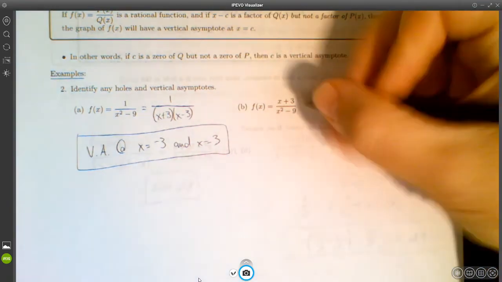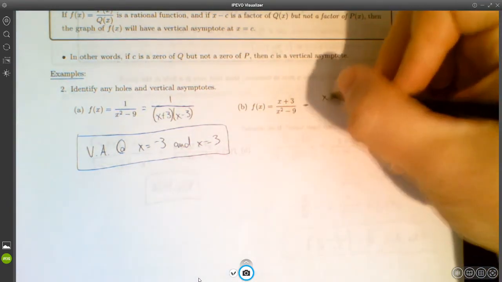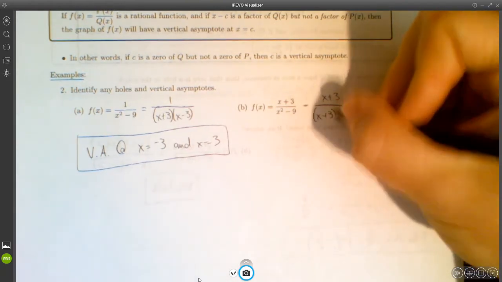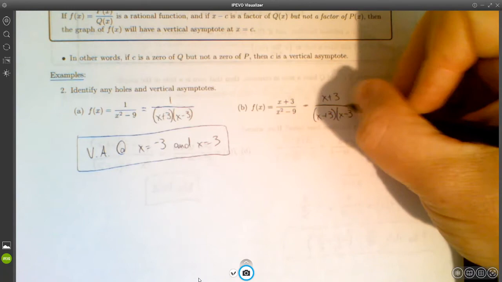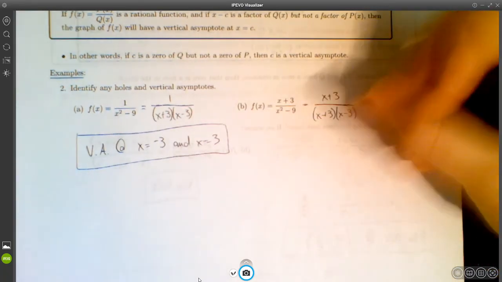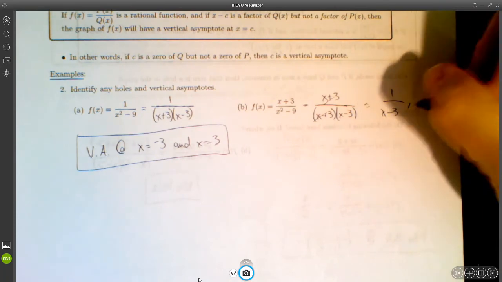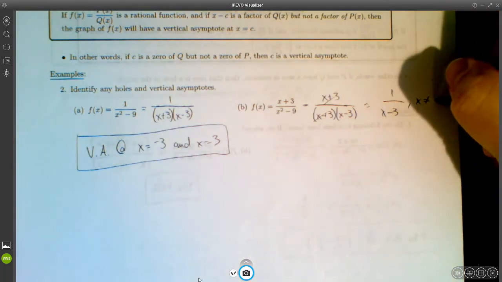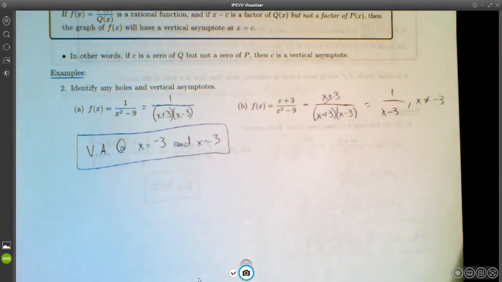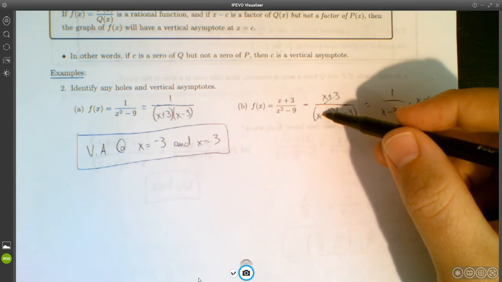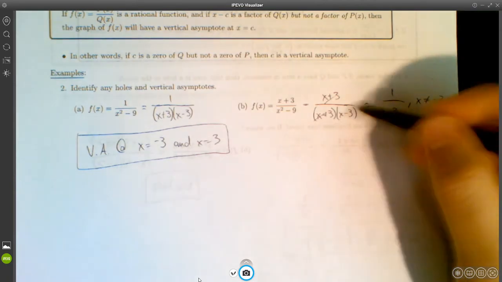Now compare that to part B. In part B, the denominator factors as x plus 3 times x minus 3. Well, that's just equal to 1 over x minus 3, so long as x is not equal to negative 3, right? So what does this tell us? It tells us we have a hole when x is negative 3, but a vertical asymptote when x equals positive 3.